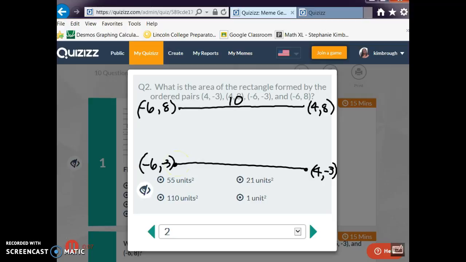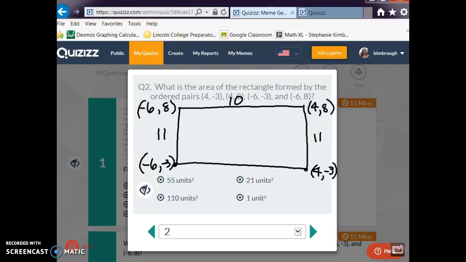Now I'm going to do from 8 to -3. From 8 to 0 is 8. From 0 to -3 is another 3. 8 plus 3 is 11. If the left side is 11, so is the right side. So I kind of made a graph without using my graph paper.